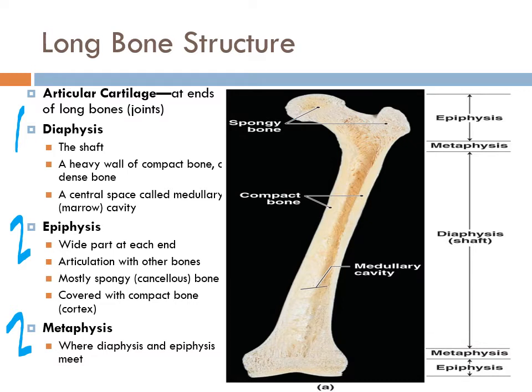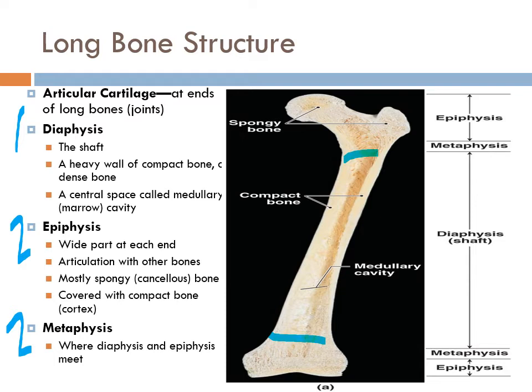And then last we have the metaphysis, and the metaphysis is the area where the epiphysis and the diaphysis meet. And this is where the growth of our bones happens, and it's what gives us what are called our growth plates. So when you're young and you take an x-ray of a bone, we'll look at these later, you have these dark lines in the bone where it looks like the pieces of bone are not connected, and those are at the metaphyses. So the metaphysis is where the epiphysis and the diaphysis come together.